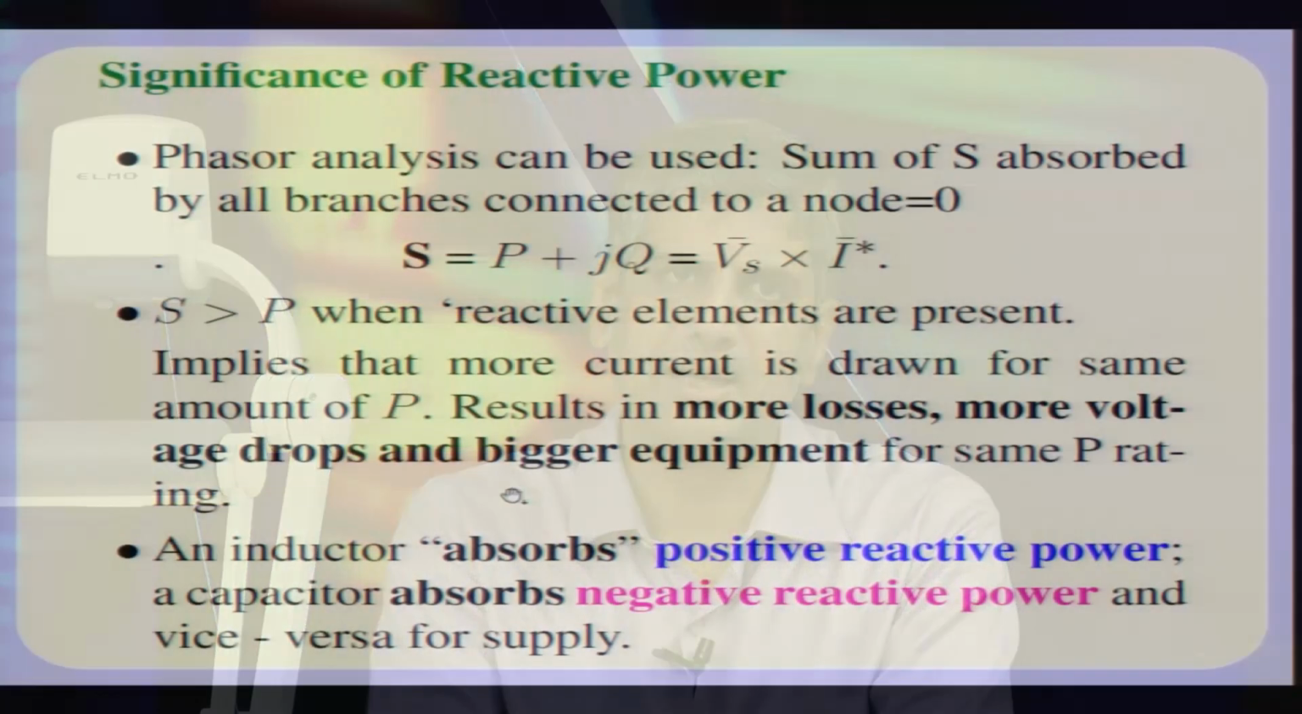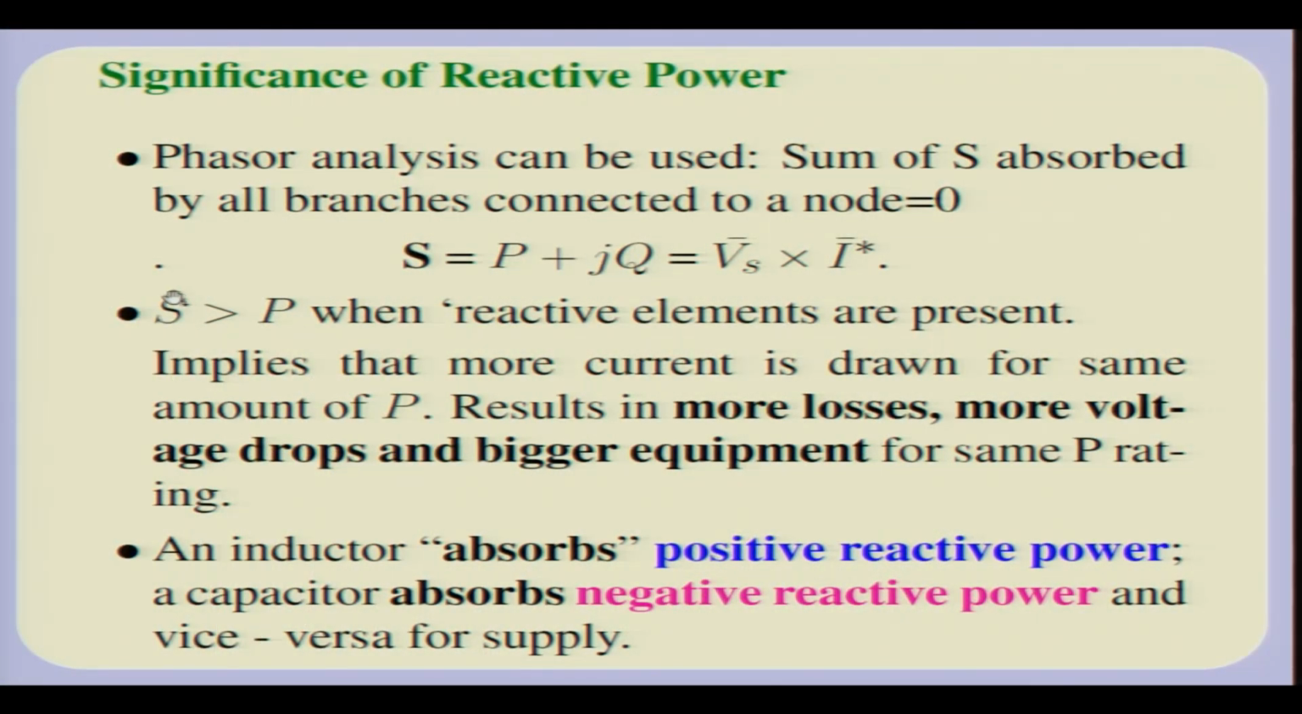Okay. Bigger equipment, because why bigger equipment? Because it has to draw more current than necessary to dissipate the same amount of power for the same average power rating. P, remember, is the average power. It has a very specific and easily understood meaning, that is, it is the average of the instantaneous power over a cycle.